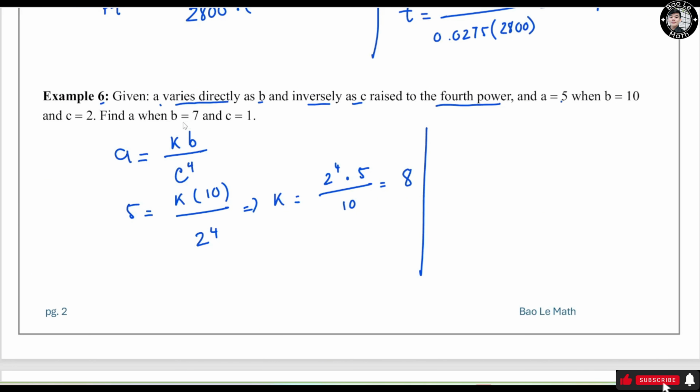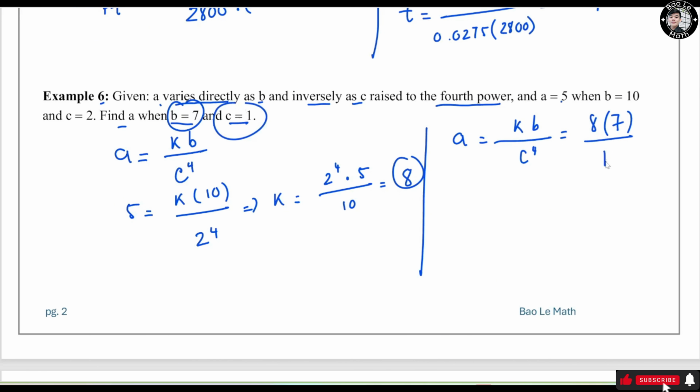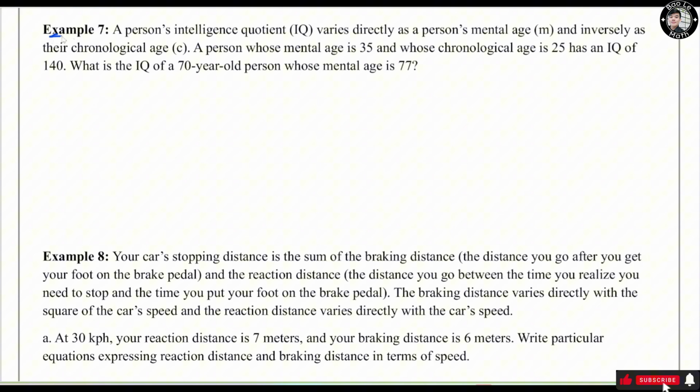Now we need to solve for A when B equals 7 and C equals 1. So again, A equals K times B divided by C to the 4. Now K equals 8, times B equals 7, divided by C to the 4, which is going to be 1 to the 4. So A equals 56.